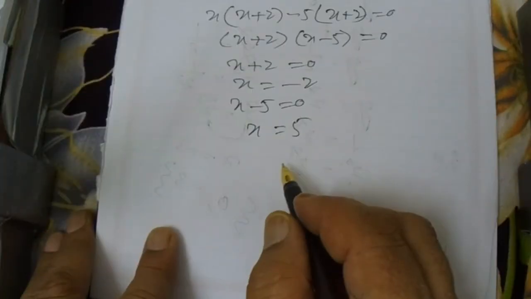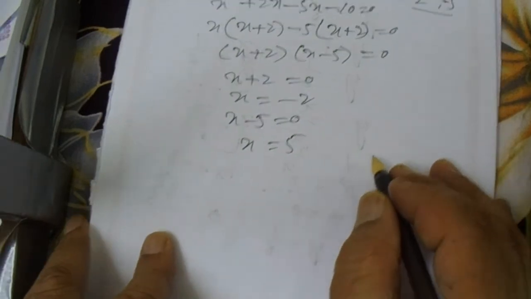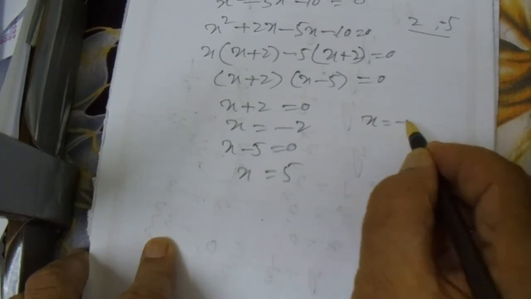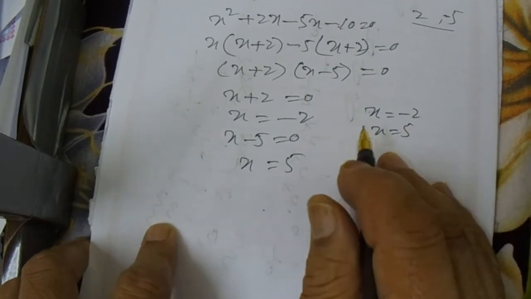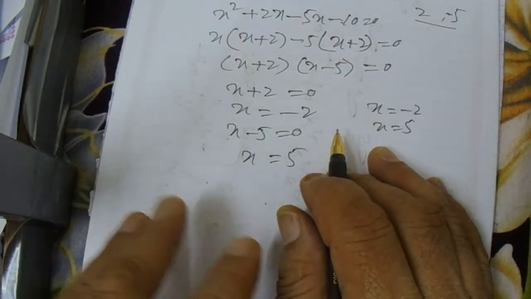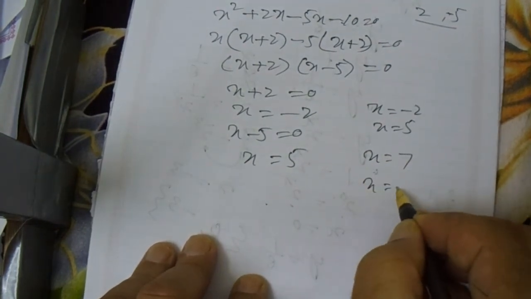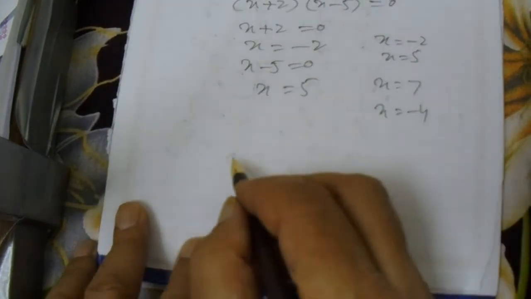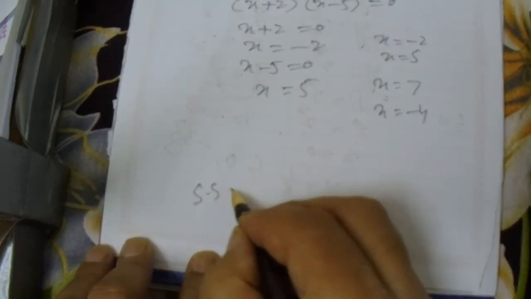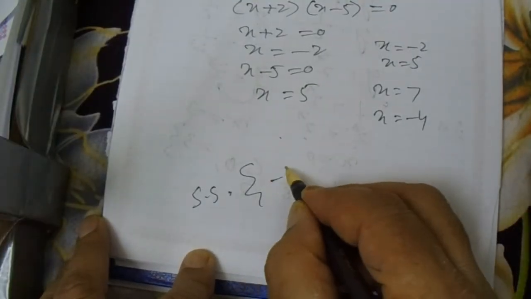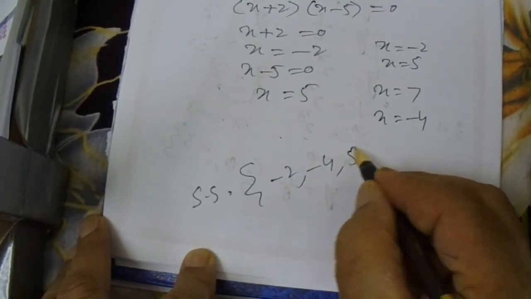Now we write the solution set. Here our values are x is equal to minus 2 and x is equal to 5, and we also solved earlier x is equal to 7 and x is equal to minus 4. Now these are the four values of this question. Write the solution set: first minus 2 and minus 4 and 5 and 7. These are the solution set of this equation like this: minus 4, minus 2, 5 and 7. Now this is the end of exercise 1.3.